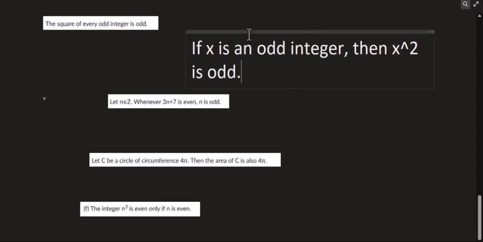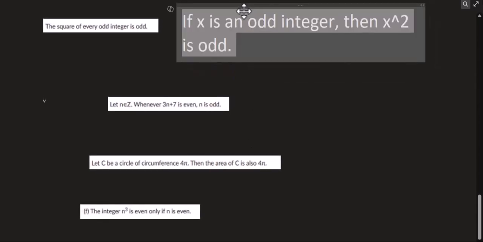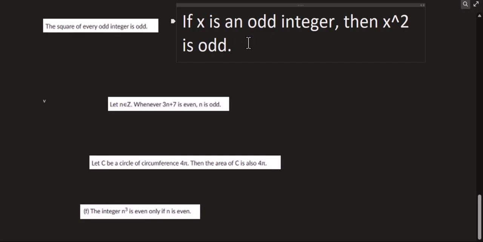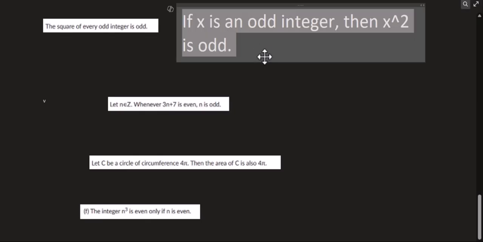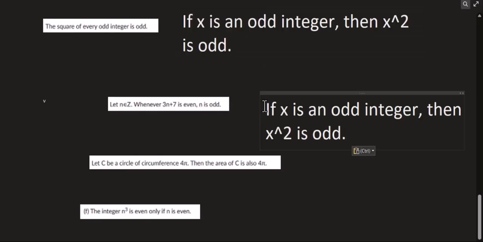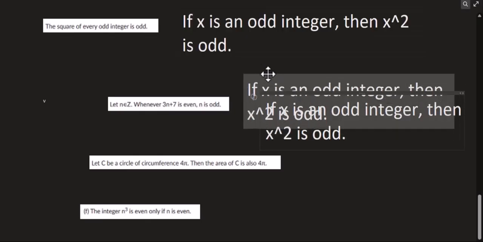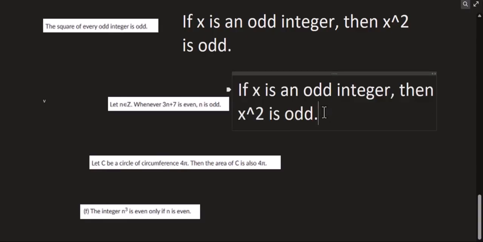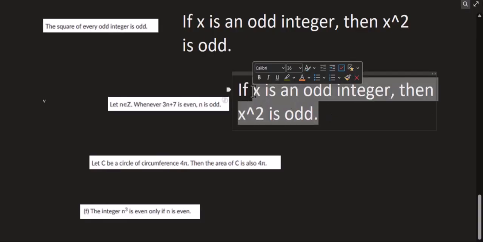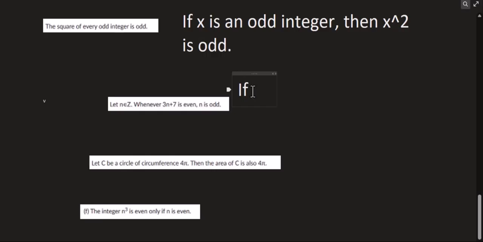Writing these doesn't tell you whether they're true or not, you're just writing them. It is true, but okay, now let's look at this next one. So this is saying n is an integer, and if 3n plus 7 is even, then n is odd.